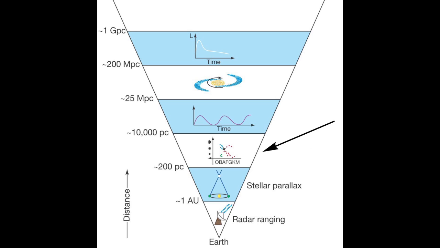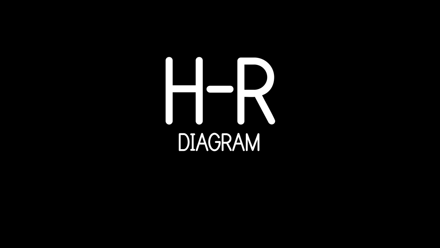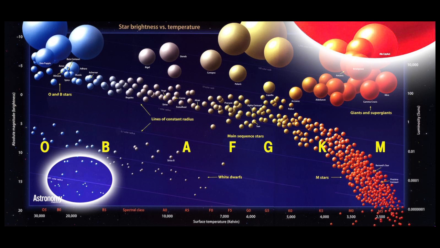This is when we upgrade to a system known as spectroscopic parallax. Spectroscopic parallax involves using a well-known chart known as the Hertzsprung-Russell diagram, or HR diagram for short. This chart shows a star's spectral type in relation to its luminosity and surface temperature. The plotted stars are also organized by size, where the smaller ones are more towards the bottom left, and the bigger ones are more towards the upper right. The way this is used is pretty simple.